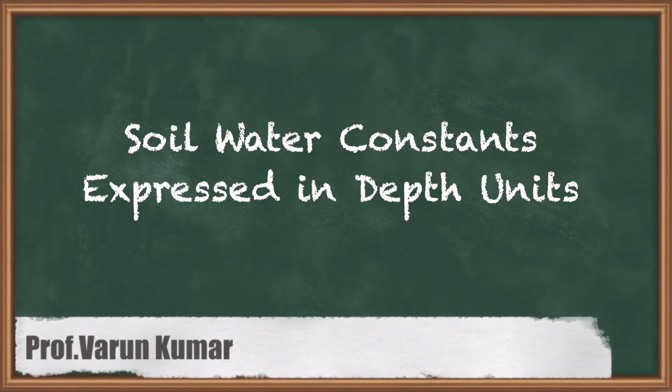So now students, let me explain a very important topic, that is the soil water constants expressed in depth units. We have discussed saturation capacity, field capacity, permanent wilting point, available moisture content, and readily available moisture. We have discussed all these terms and also solved a few numericals.